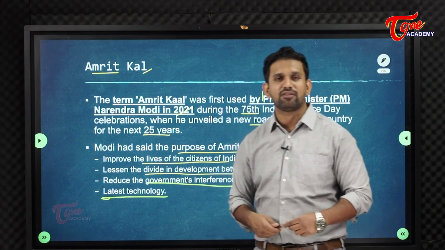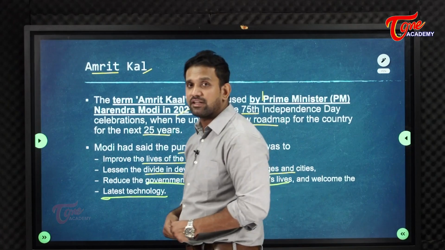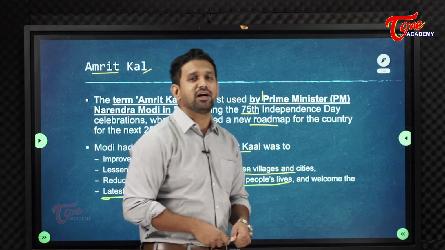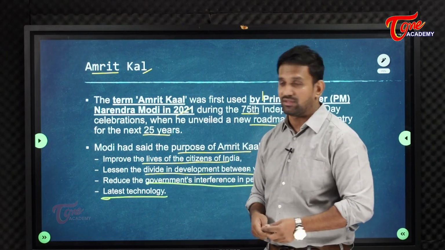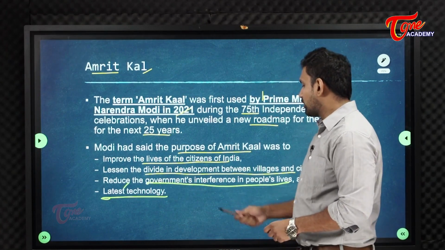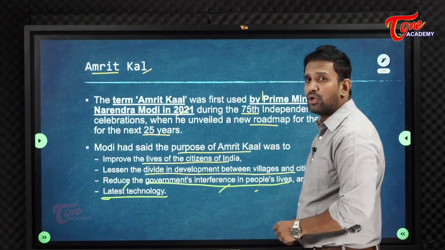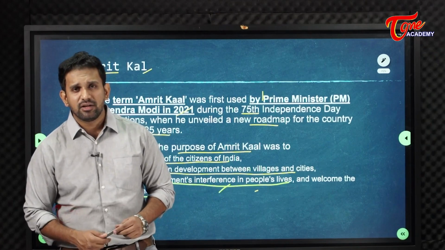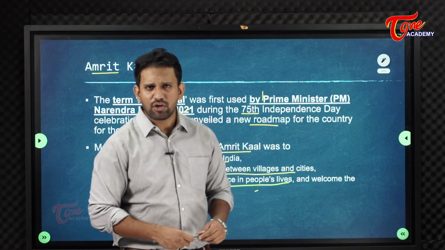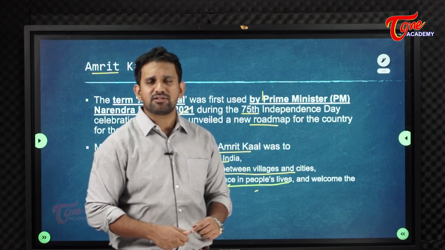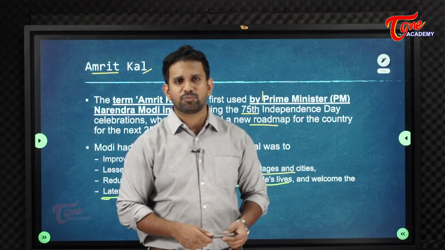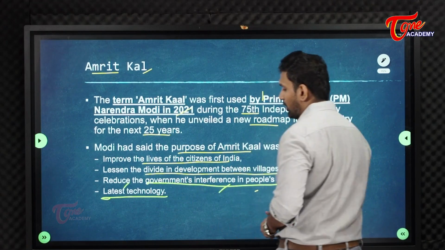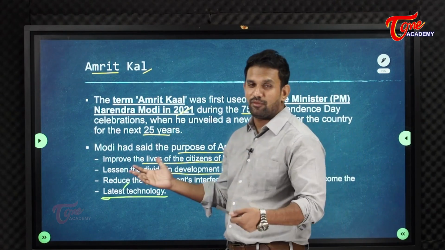Okay, in the next 25 years, when we are celebrating the 100th Independence Day, we should not see much difference between rural and urban areas. That is the Amrit Kal objective. Third one, government interference in people's lives. What do you wear? Where do you go? Where do you reside? Who will you marry? What do you eat? It's none of the government's business. People's life interference by the government should be minimum. That is what the Prime Minister has said, which is obviously very much debatable.